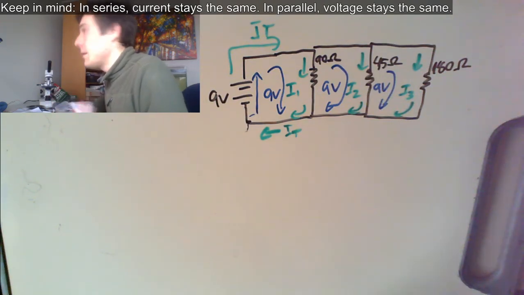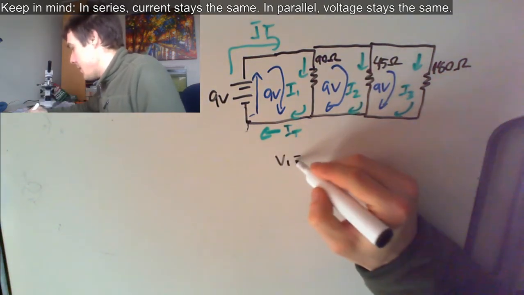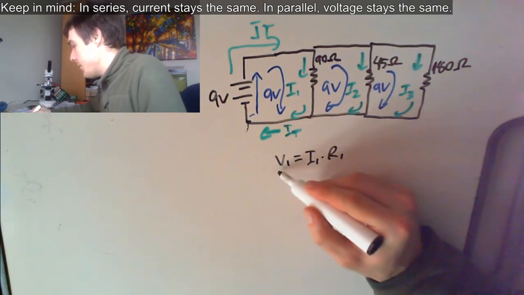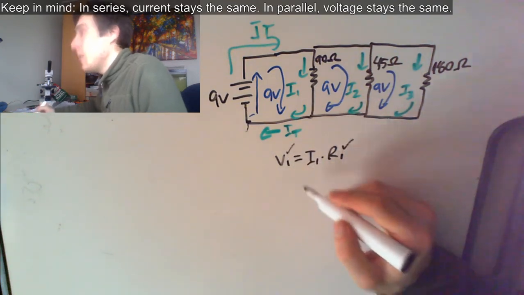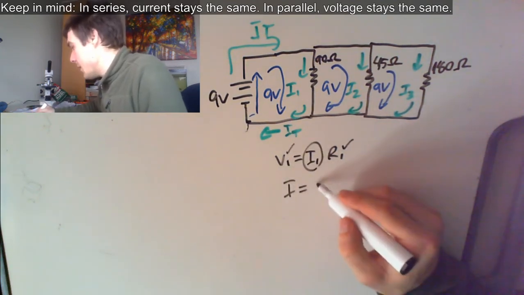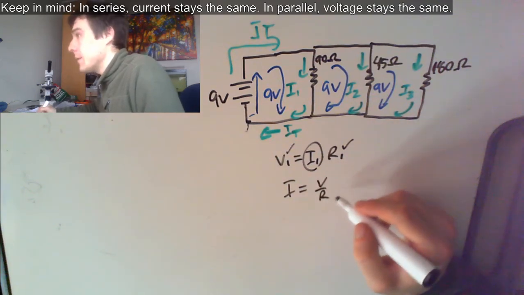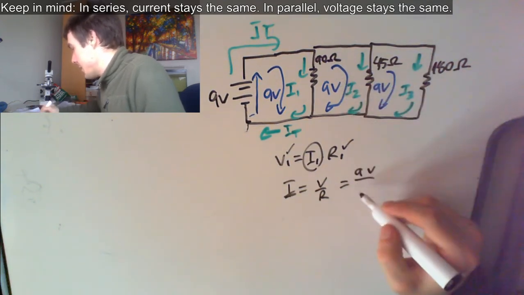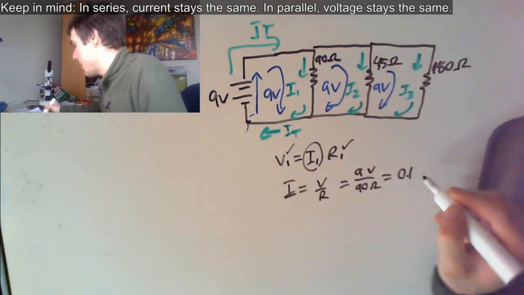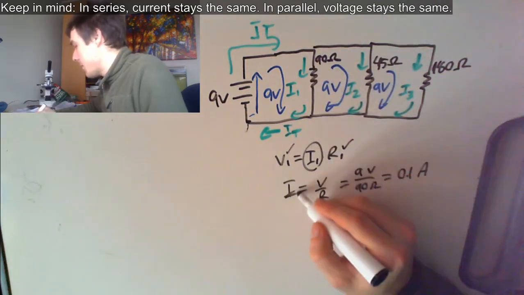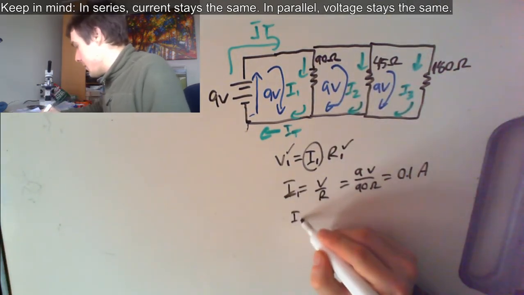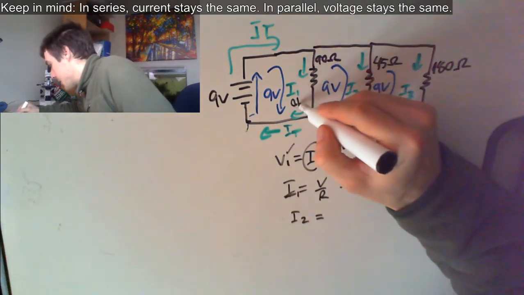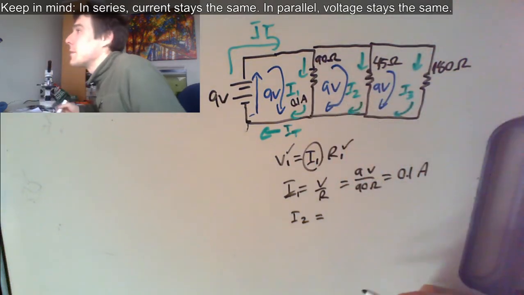V1 equals I1 times R1. We know V and we know R. We just solve for I. I equals V over R. So, we know it's 9 volts. We know R is 90 ohms. That means there's 0.1 amps coming through I1.